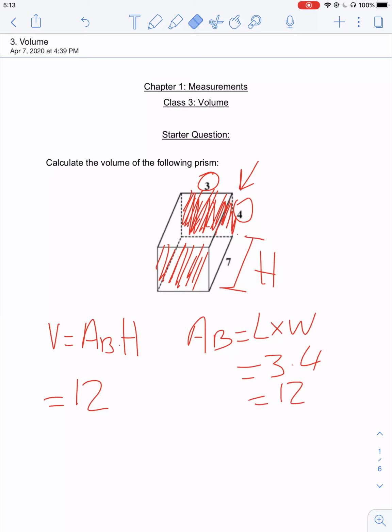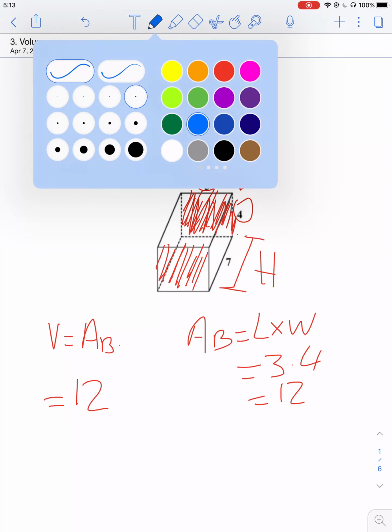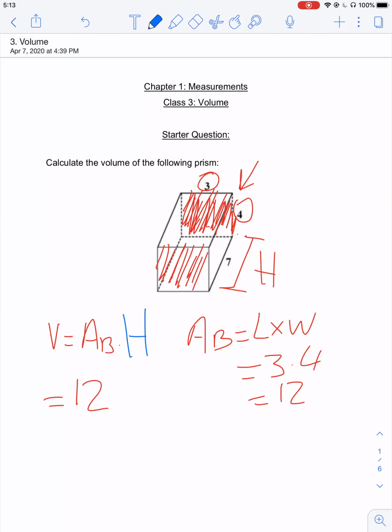And let me just use a different color to help you a little bit. So let's just choose the height to be blue. In blue, and then I'm going to do the same thing over here to be consistent. So my height is in blue, and if you look at that number, then you'll know that your height is 7. So the volume is 12 times 7, which is I think 84.